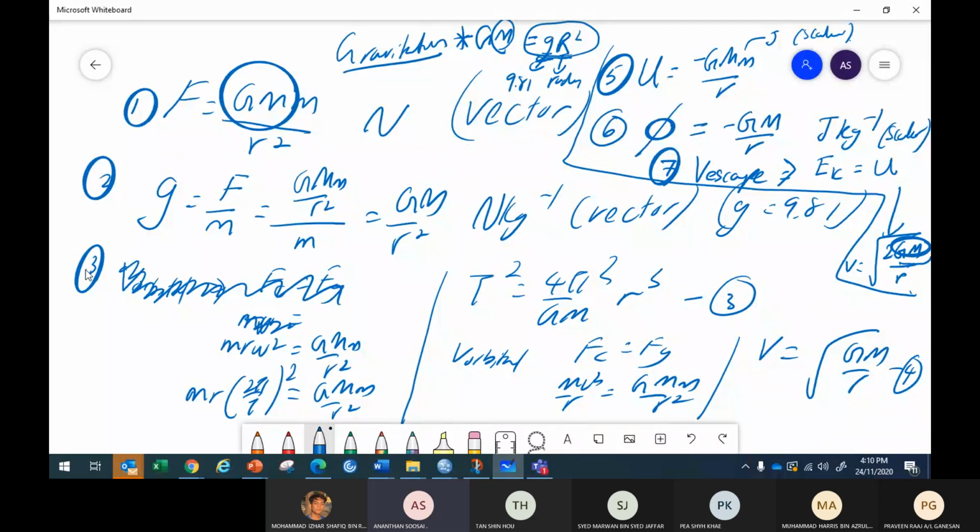So 1, 2, 3, this is the third equation. This is the fourth equation. This is the fifth equation. I want you to tell me what formula you are going to use. This 3, this 4, this 5, 6, 7. 7 equations. Remember the 7 equations. Which equation do you use?